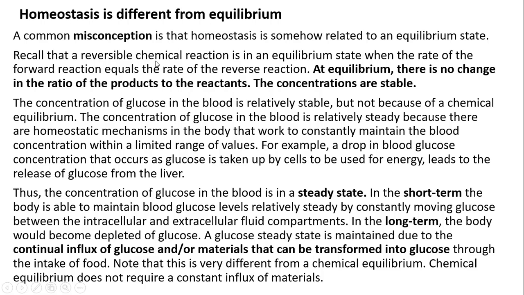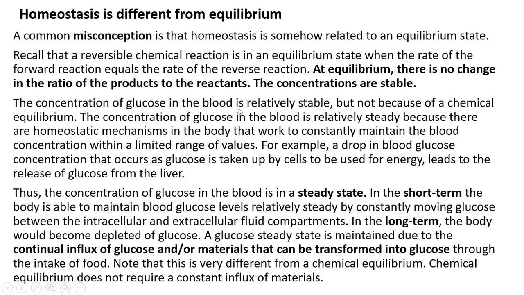In this equilibrium state, there's no change in the ratio of the products to the reactants, and the concentrations are stable. So that superficially may look a little bit like homeostasis, in the fact that you have stability. But let's take the example of glucose in a human's blood. That's relatively stable, despite the fact that when you take in a meal, you'd expect glucose to go up rapidly, and then between meals it should decrease. In fact, it does do that, but despite the influx of glucose from a meal and the fasting times in between meals, you actually maintain a fairly stable level of glucose in a healthy individual.